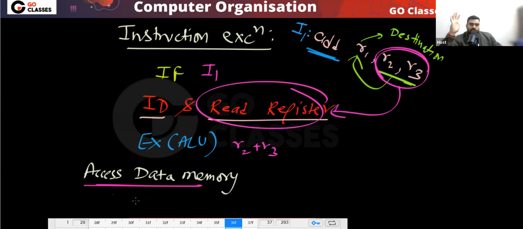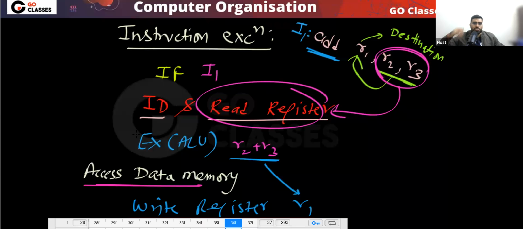After this comes write register. Here you will write this value into R1. So this is your instruction execution. I've told you about the instruction execution.